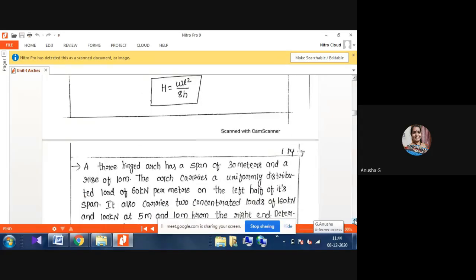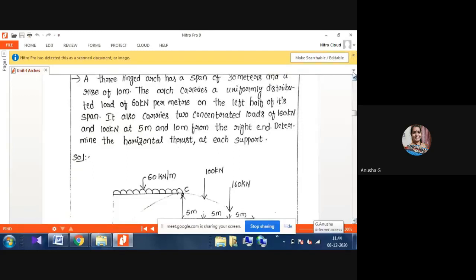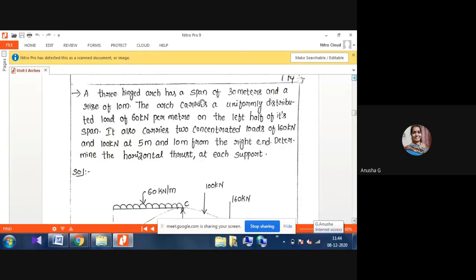Now we'll see one small problem for the three-hinged arch, and then I will stop the class. Here a three-hinged arch has a span of 30 meters and a rise of 10 meters. The arch carries a UDL of 60 kilonewton per meter run on the left hand half of its span. It also carries concentrated loads of 160 kilonewton and 100 kilonewton at 5 meters and 10 meters from the right end.